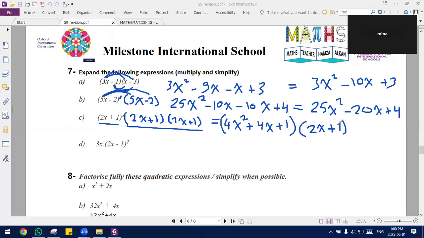Okay, so 4x squared multiplied by 2, which is 8. 8x what? 8x squared. X squared times x, x cubed. Then 4x squared multiplied by 2x, which is 8x cubed. Now 4x squared times 1, 4x squared.